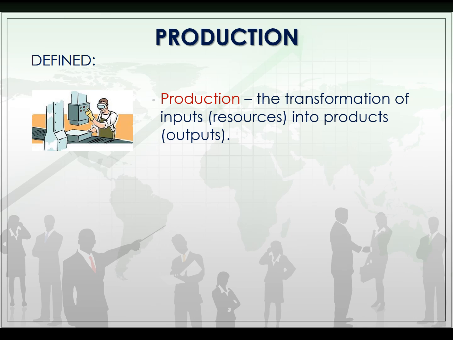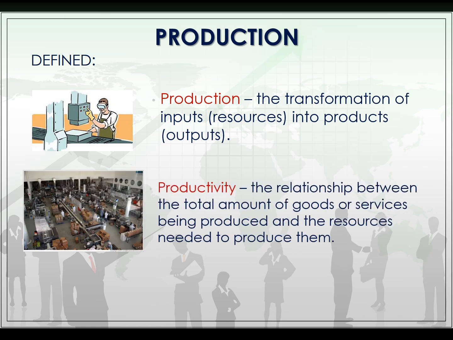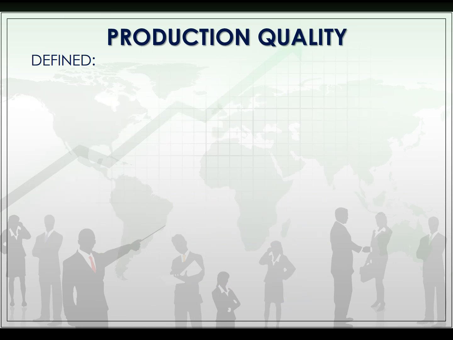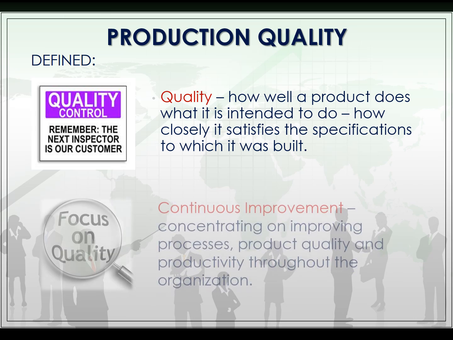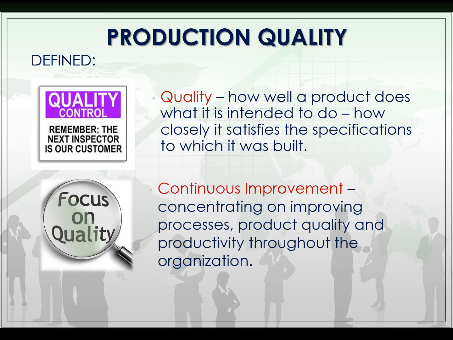So, production is the transformation, as we said before, of inputs into outputs. Productivity is a relationship between the total amount of goods or services being produced and the resources needed to produce them. So it's basically productivity equals outputs divided by inputs. Production quality is how well a product does what it's intended to do, or how closely it satisfies the specifications for which it was built. Continuous improvement is concentrating constantly on improving processes, product quality, and productivity throughout the organization.